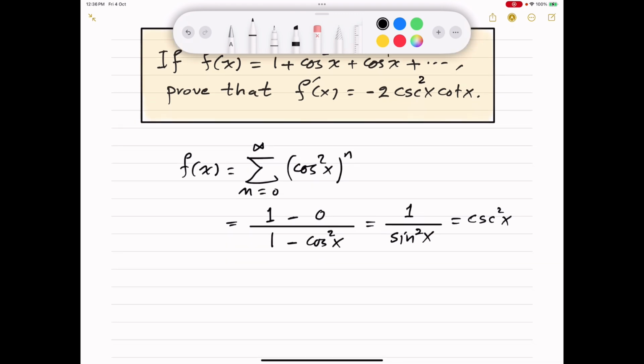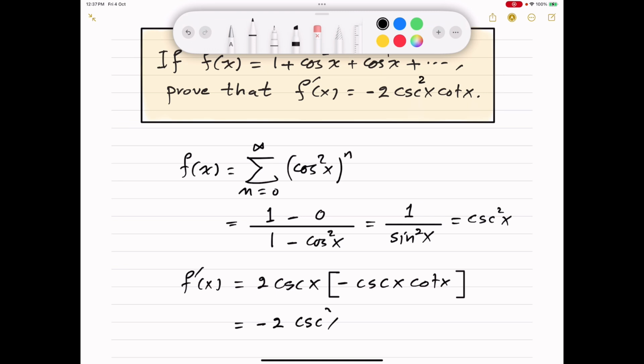Now it would be simple and straightforward to find the first derivative f prime of x, which is nothing but the derivative of cosecant squared, which is twice cosecant of x, and then we need to multiply by the derivative of cosecant using the chain rule, which is negative cosecant of x cotangent of x. Simplifying, that would give us negative 2, and then cosecant times cosecant gives cosecant squared of x, multiplied by cotangent of x, which is exactly what we need to prove here, and that is the final answer.